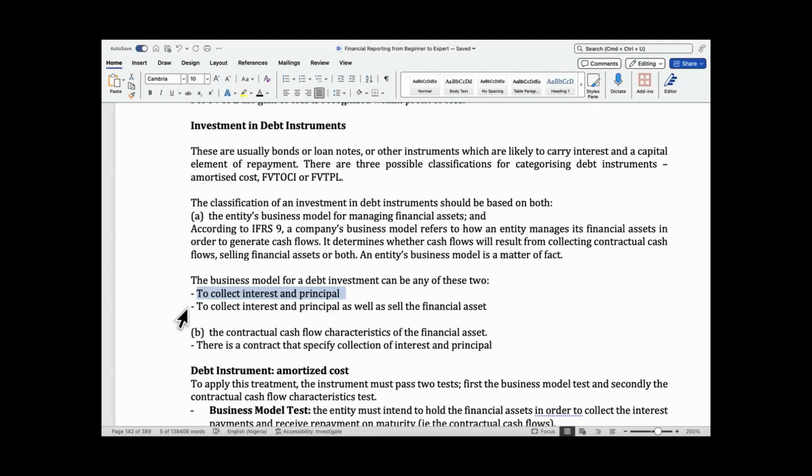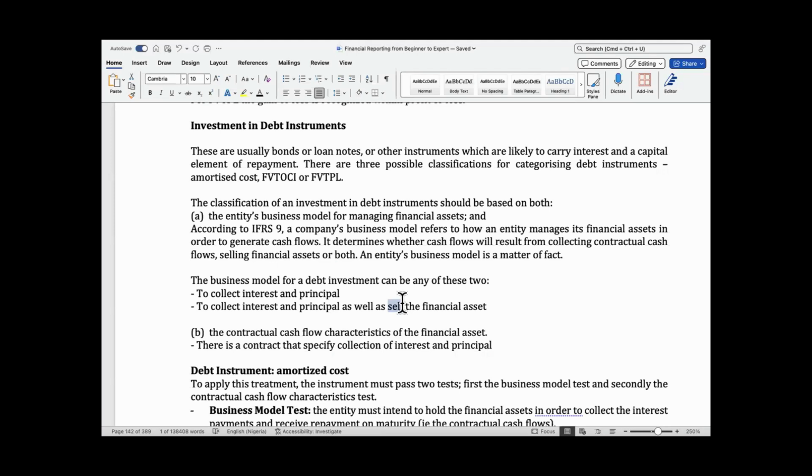But some people, their own is more than that. But you need to understand first that every debt investment will earn you interest, right? But some people don't just want that. They want to trade with it. So in addition to collecting interest and principal, they also want to sell when they have opportunity for a higher yield. So anytime they see that they can earn higher interest somewhere else, they will sell this current investment they have and go and use it to buy another one.